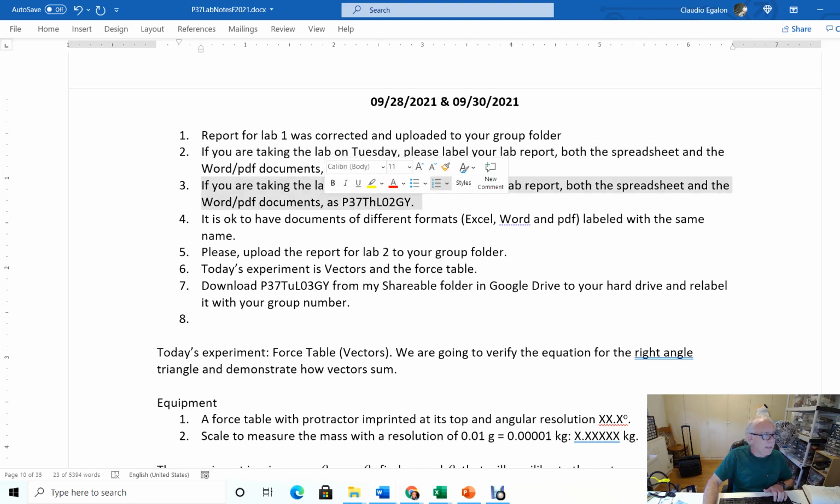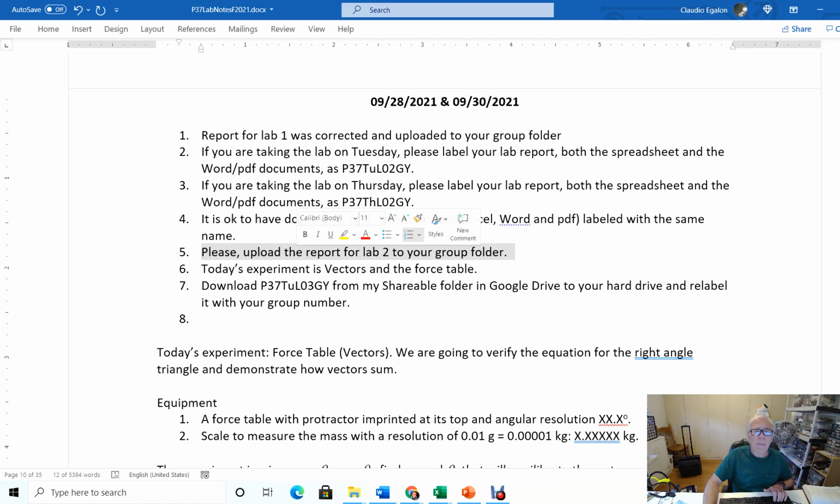Okay, if you're taking this lab on Thursday, relabel it P37THL02GY. It's okay to have documents of different formats, both Excel and Word and PDF, labeled with the same name, so don't worry about that. And please upload these lab reports for lab number 2 to your group folder.